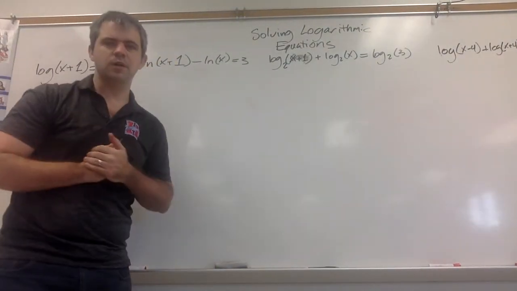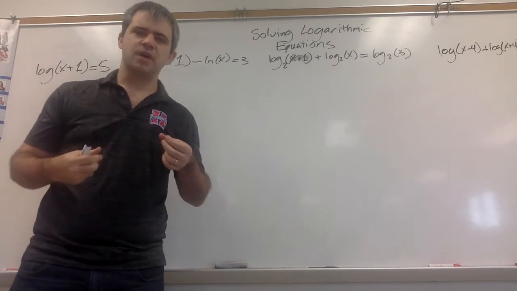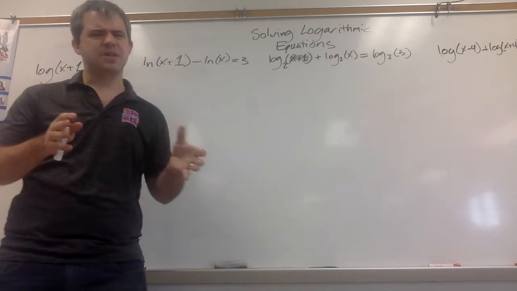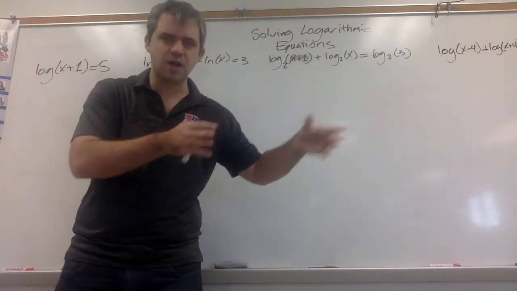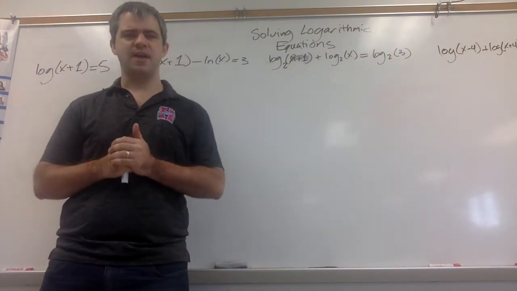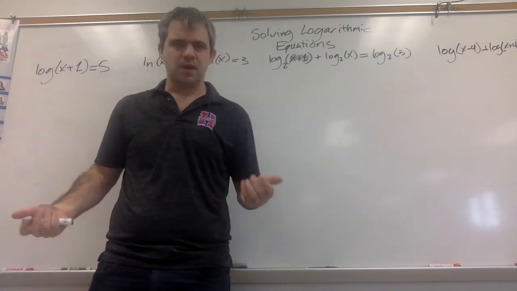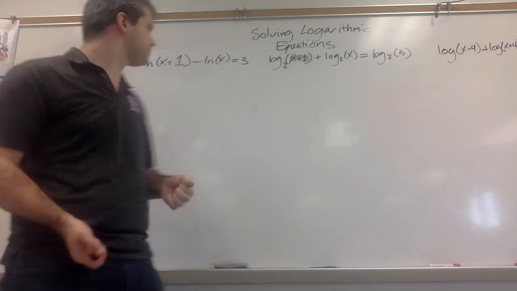All right, let's take a quick look at solving logarithmic equations. Now, when we were solving exponential equations, you notice that a lot of times to solve it, we would take our exponential and turn it into a logarithm, kind of undoing the exponential. Well, how do you undo a logarithm? To undo a logarithm, you just turn it back into an exponential.